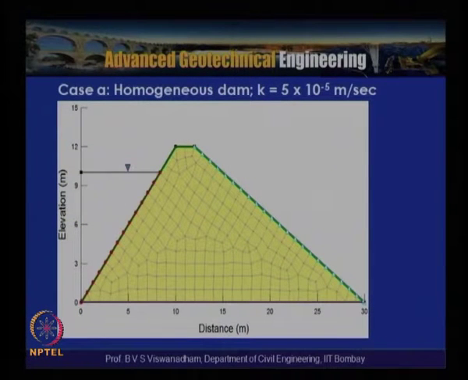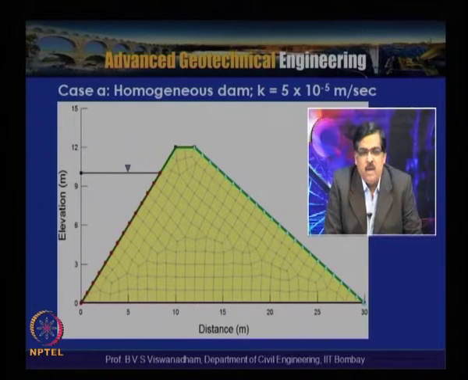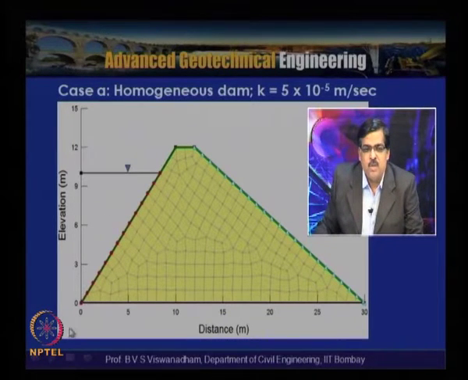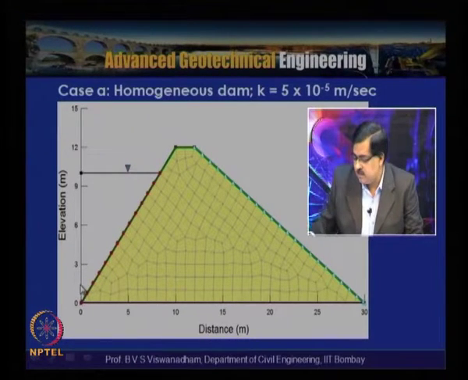So in this particular example, with case A, a homogeneous dam constructed with a soil having 5 into 10 to the power of minus 5 meter per second, the FEM mesh which is fed to the CPW program is given here. The upstream head of 10 meters can be seen here, and this is the equipotential line, and this is given as the impervious phase.